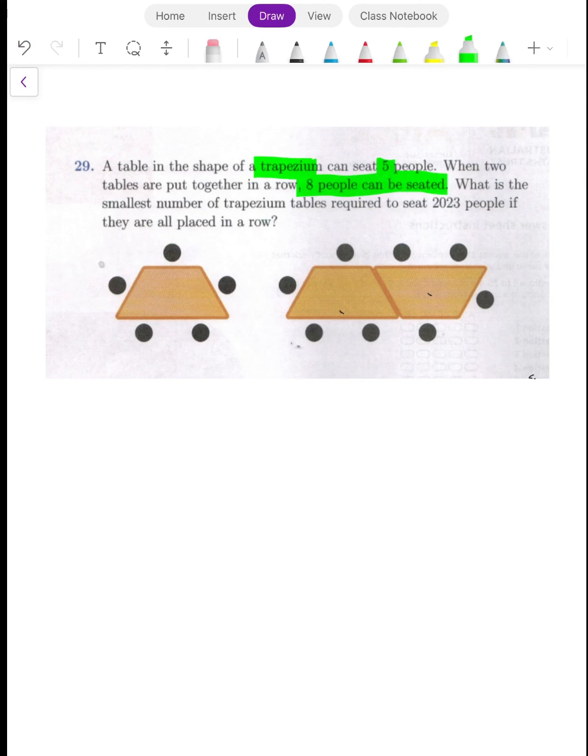5 people. When 2 tables are put together, 8 people can be seated. Now, usually it should be 10. 5 times 2 is 10, but because of this edge here, there are 2 seats that were cut off. So instead of 10, now there are only 8 people that can be seated on 2 tables if they're joined together. The question is, what is the smallest number of trapezium tables required to seat 2,023 people if they are all placed in one row? So that means we just keep adding the tables next to each other. How many tables would be needed to seat 2,023 people?